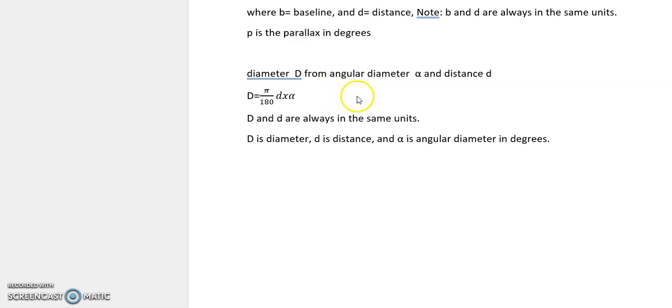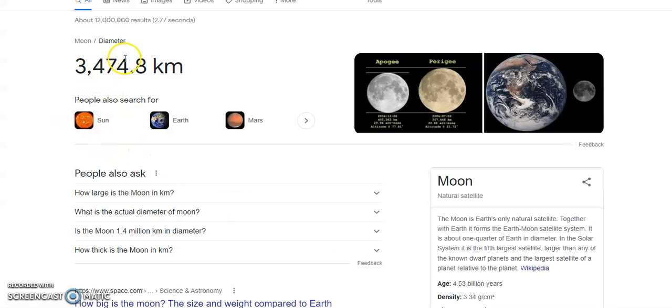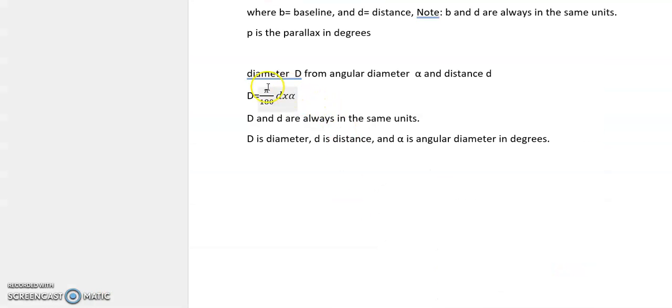All right. So what we're going to do, let's switch to this real quick. We're going to prove that the moon has a diameter, I just Googled this, of approximately 3,474.8 kilometers. All right, so we're going to show that, and all we really need to know is the distance to the moon, right? And of course we're going to use this equation right here. All right, so let's do this example.